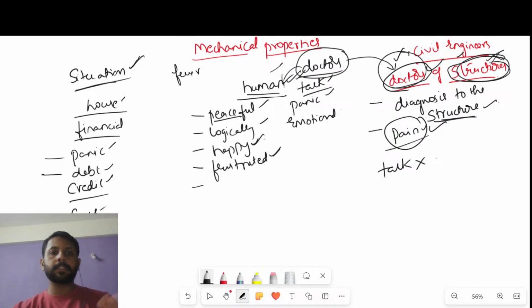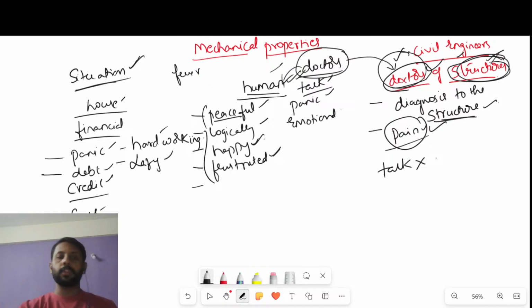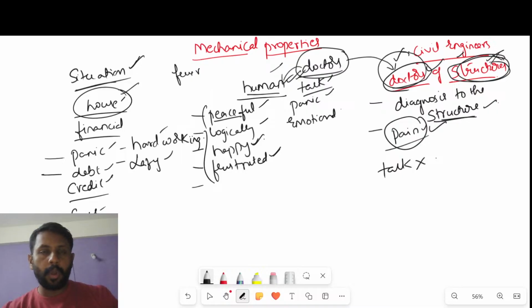Okay, so it depends upon your character. Whether you are hardworking, or whether you are lazy. It depends upon you, it depends upon the individual, right? So when there is a problem in the house, then a person inside you, a character inside you will come.